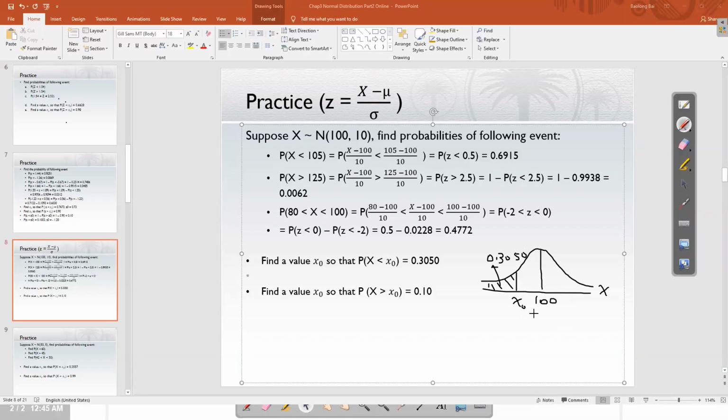Right? So this is x. We can't look up in the z table with x. We have to convert into z, right? So if we do the standardization, the x distribution will be standardized into a z distribution. So the population mean will become 0. And x0 will become z0. Right? So all the x points will be standardized into z. But the probability here will stay the same.